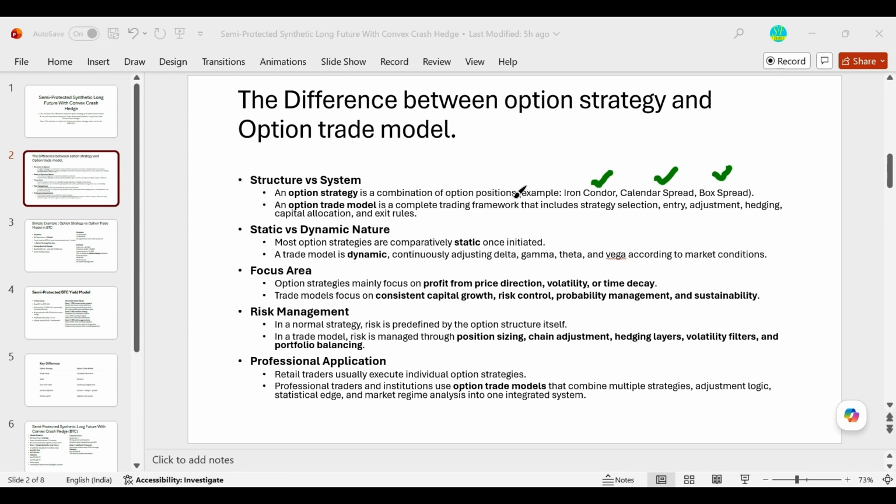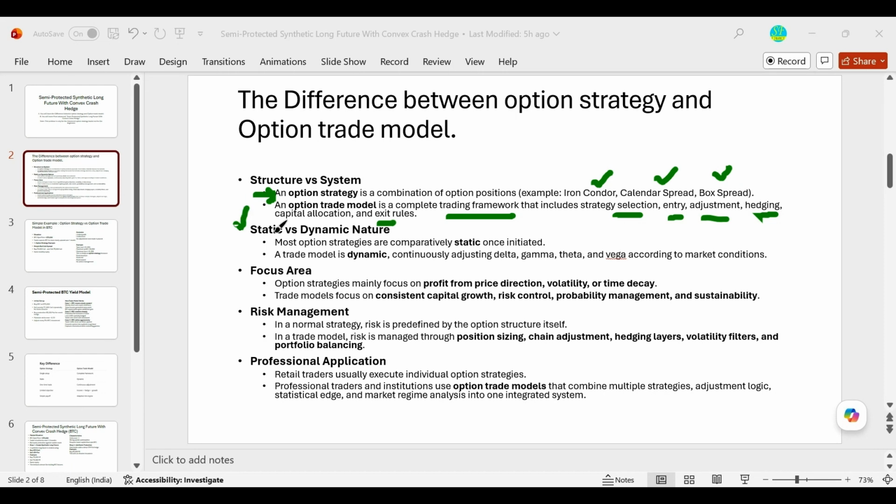These strategies are only for beginners. Those who are starting their journey should use these strategies. However, when you make it a trade model, it is a complete trading framework that includes strategy selection, entry, adjustment, hedging, capital allocation, and exit rules. Everything comes into that, so then it becomes a model.